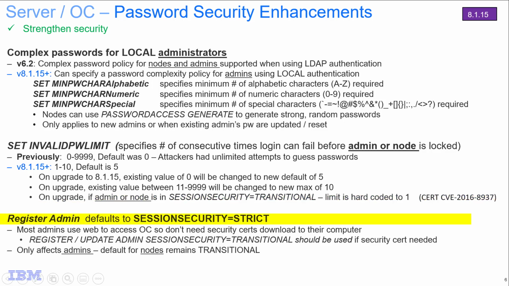Another change has to do with register admin. Now the default for register admin will set the session security to strict. This previously was transitional. Once again, this has to do with the security certificates that we exchange when a new administrator logs on. You can still do a register or update to the administrator session and force them into session security equals transitional if you do want them to obtain a security certificate when they log on for the first time. Okay, with that, let's go through the demo and I'll give you some more details about these new commands as we go.